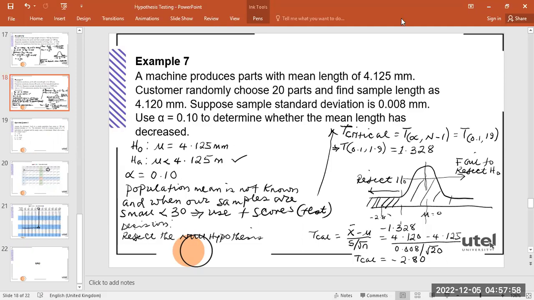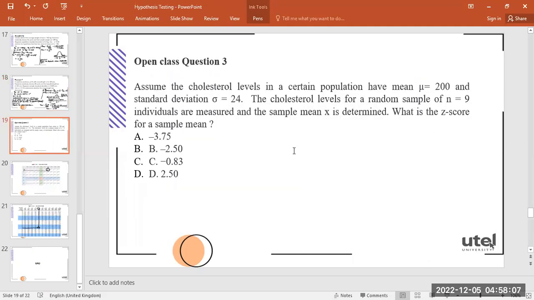And before we call it a day, permit me here to share the last open class question, which says that assume the cholesterol level in a certain population have mean mu equals 200 and standard deviation sigma 24. The cholesterol levels for a random sample of n equals 9 individuals are measured, and the sample mean x bar is determined. Now, what is the z-score for a sample mean? Now, all you need to do is just select from any of these options and upload your answer in the learning management system for grading.